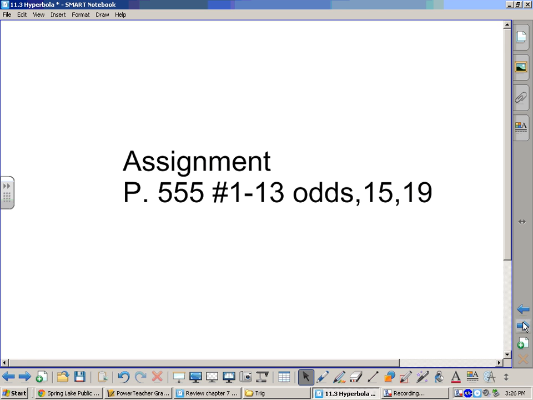Here are some problems that you can work on. I just pulled these out. I hope these are some that will be in reference to what Mrs. Kendall will be working with. So on page 555, you can do 1 through 13 odds, and then you can do 15 and 19. And I believe that's the practice problems, not the class exercises.